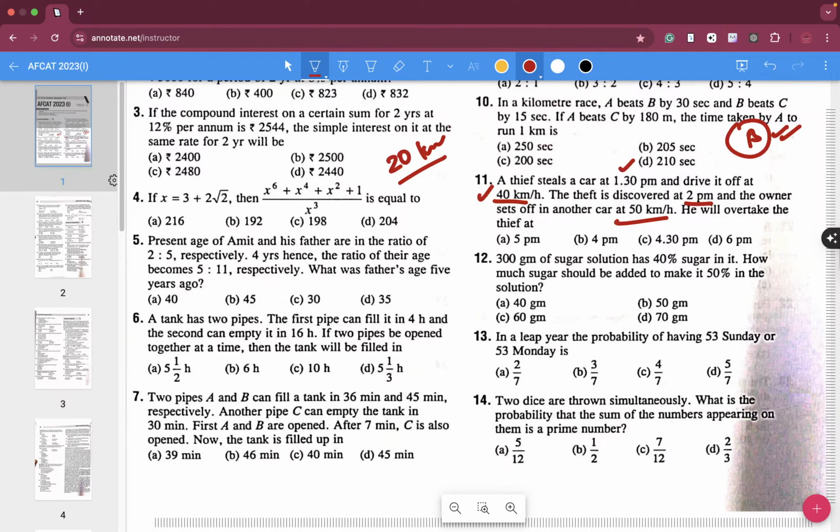Now what is the relative speed of these two guys? 50 minus 40 is 10 km/h. How much of the cover needs to be done?